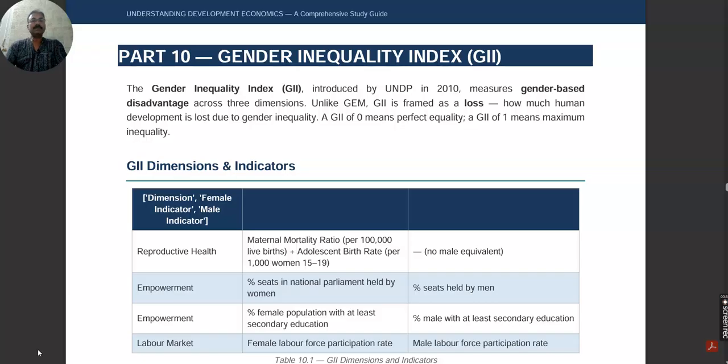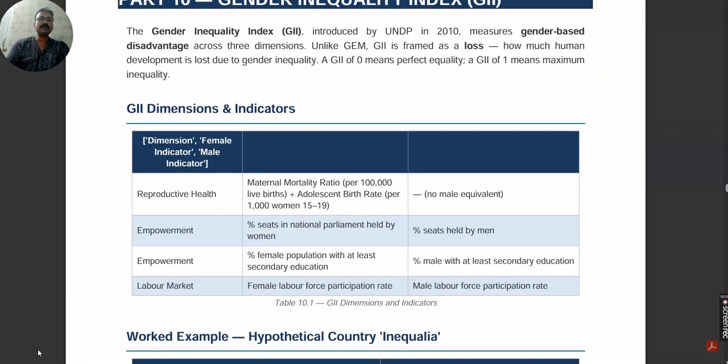The calculation of GII is based on certain dimensions and indicators. The dimensions are reproductive health, empowerment, again empowerment, and labor market. The indicators are divided into 2 parts: female indicator and male indicator. Under the female indicator of reproductive health, the indicator is maternal mortality ratio per 1 lakh live births plus adolescent birth rate per 1000 women aged 15 to 19. For male, there is no male equivalent.